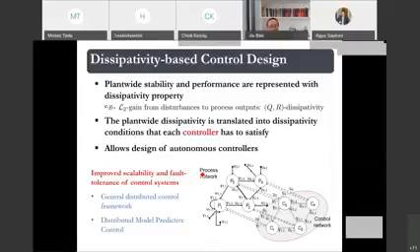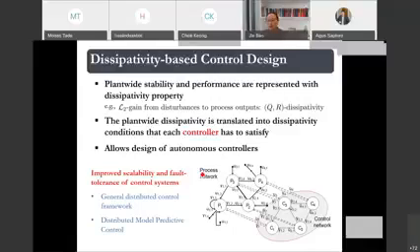Okay, so let's come back to the control design. The whole idea of this dissipativity-based control design is that we describe the plant-wide stability and performance conditions using dissipativity. Just now I already mentioned that you look at the Q matrix, and the negative definiteness of Q implies the plant-wide stability, and then you can also have the L2 gain from the disturbance to process output represented as a certain dissipative condition.